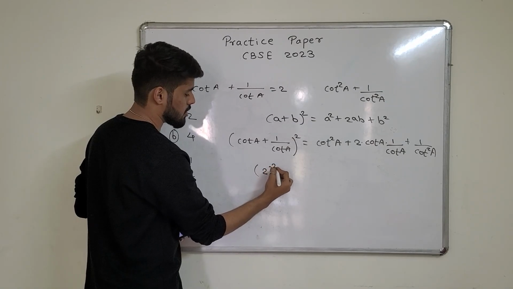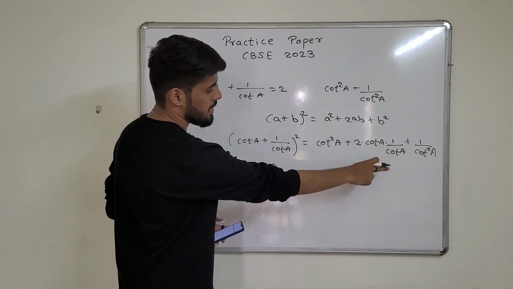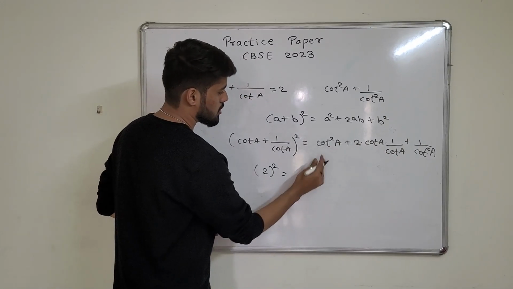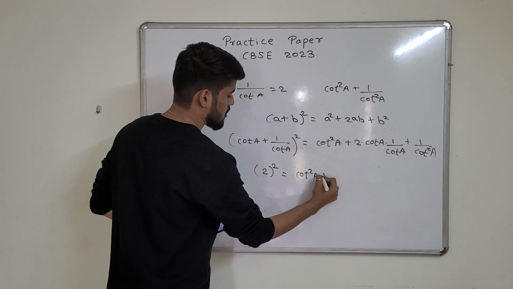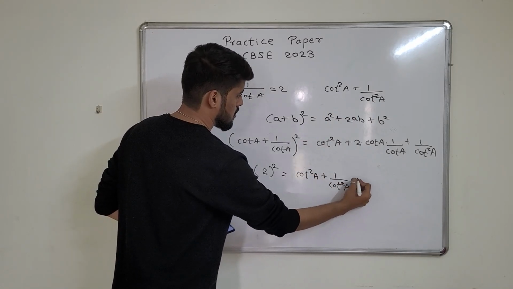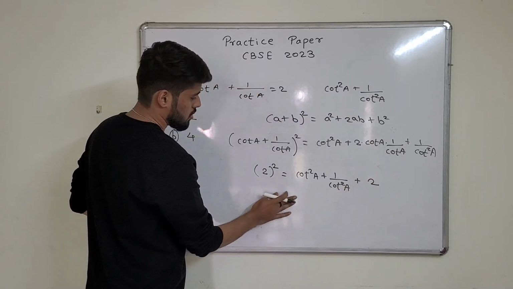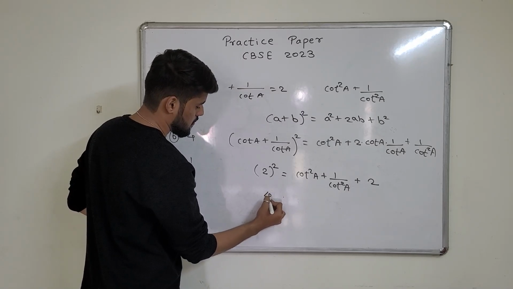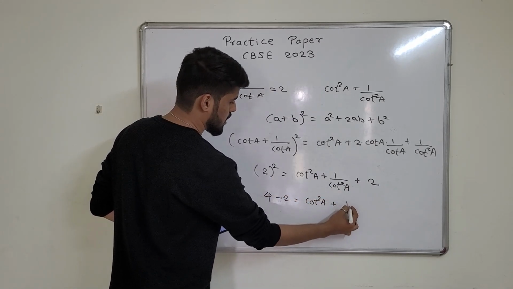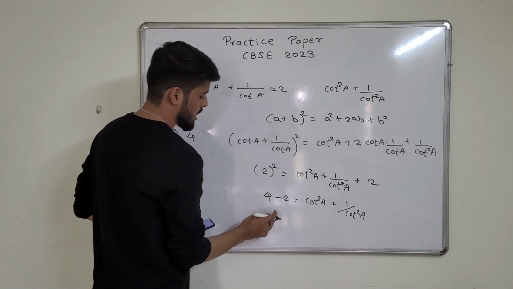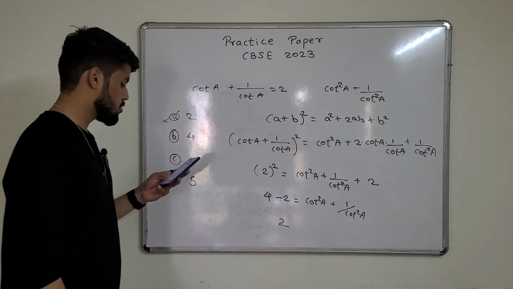So here 2 squared equals, here cot a and cot a, taking the reciprocal, you will cancel them. cot square a plus 1 upon cot square a, that is the value we want. So I will club it together. Plus, after cancelling, the remaining will be 2. Now what is 2 square? 4. This 2 will come to this side, 4 minus 2 equals cot square a plus 1 upon cot square a. So that gives us the value as 2. So option A is the right answer. Let's go for the next question.